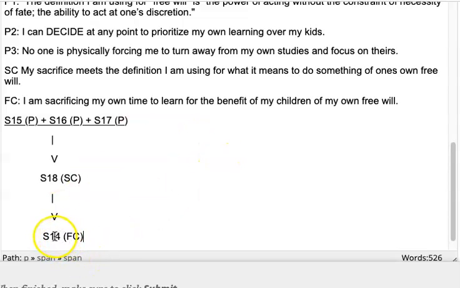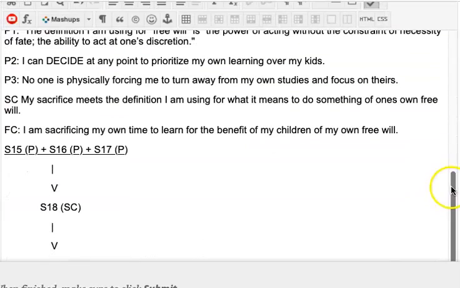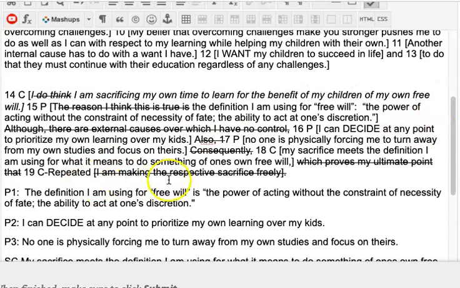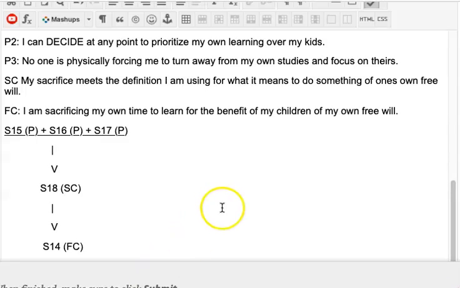Now, of course, I could have used the version of statement 19. So let's go back up here. Should I have used the statement 19 version of the final conclusion? I'm making the respective sacrifice freely. Well, then I'm going to still have to employ uniform language because what sacrifice am I talking about? This is much more precise. So I might as well just use this version of the statement. So yeah, I want to say statement 14. But if I wanted to show off, I could say repeated later as statement 19, just to show off. Okay, now, what else do I have left to do?